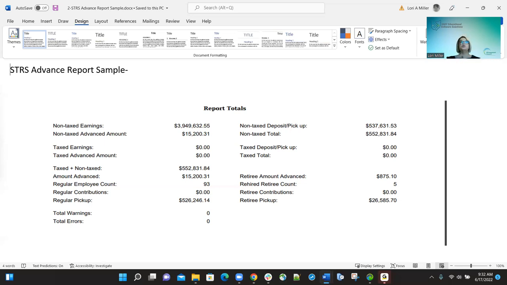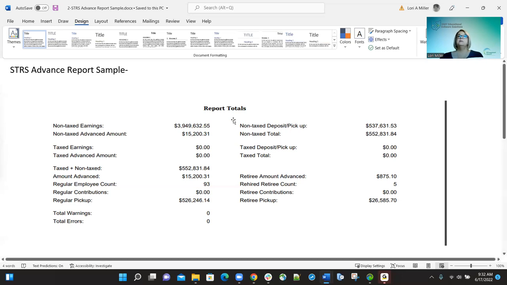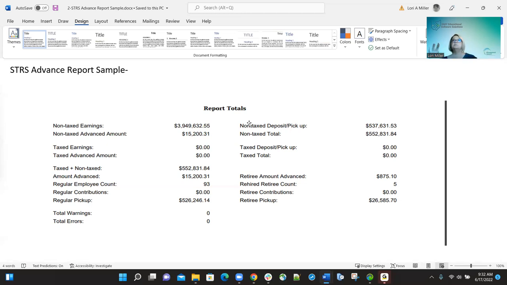So whatever your totals that you got from that check STRS advance report, that should basically total that non-tax deposit pickup amount. So there's a couple different ways that they can balance what was paid over the summer month plus as well as the fiscal year, a couple different ways of doing that. So I have both of those options available on this document.